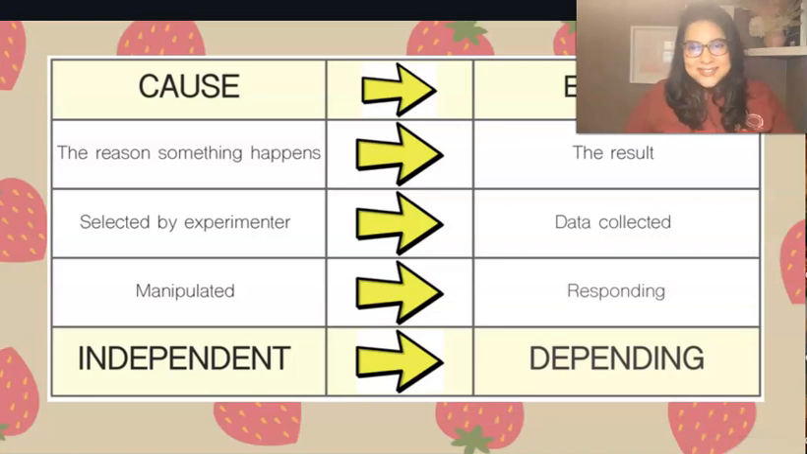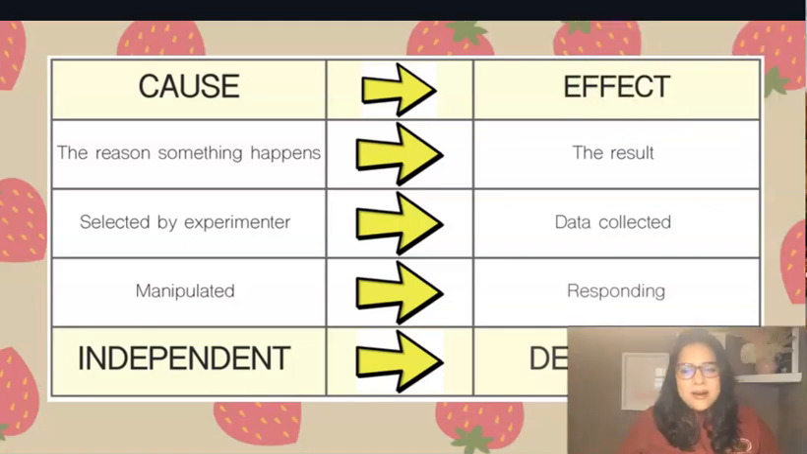Welcome back, students. In this video, we're going to be reviewing variables from the lens of cause and effect. And we're going to focus specifically on the independent and the dependent variable. So as you encounter data tables and graphs in your lesson, I want you to think about what is the independent variable and what is the dependent and how are they related.